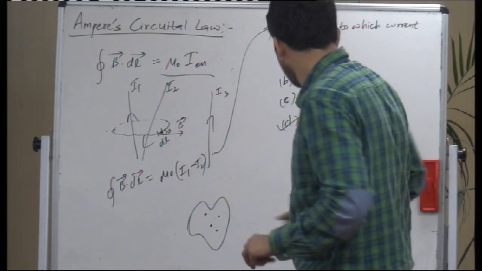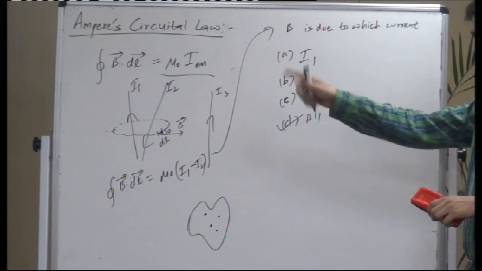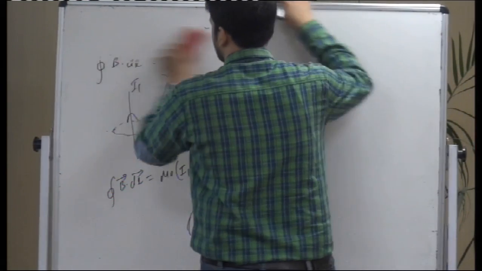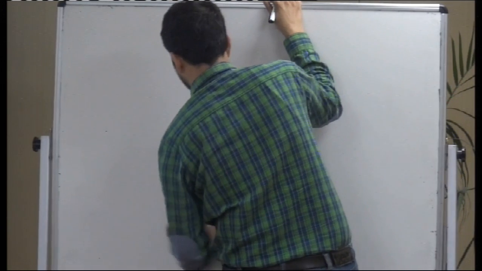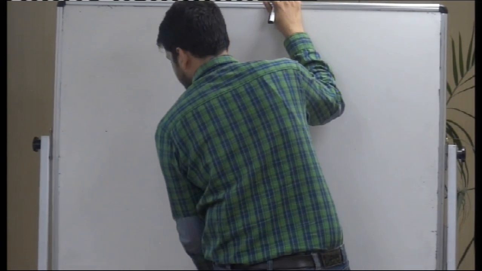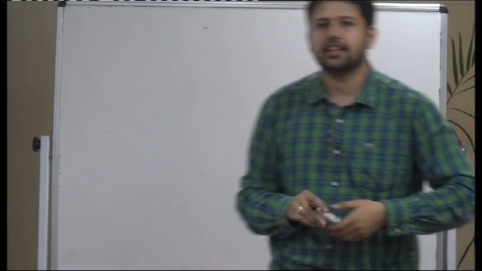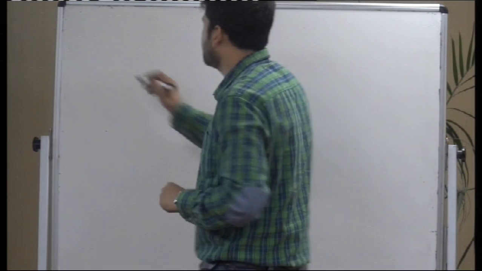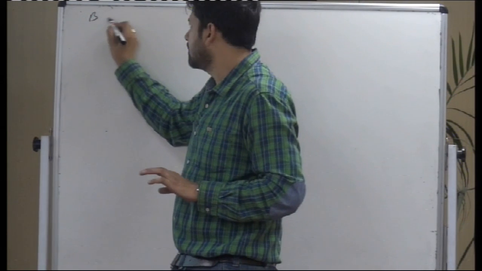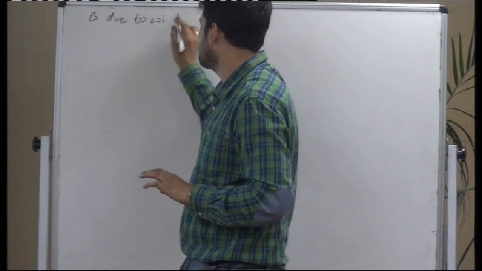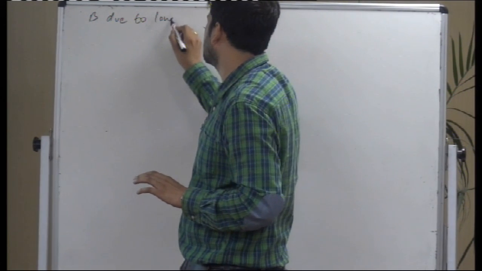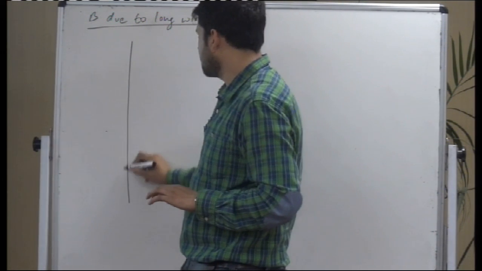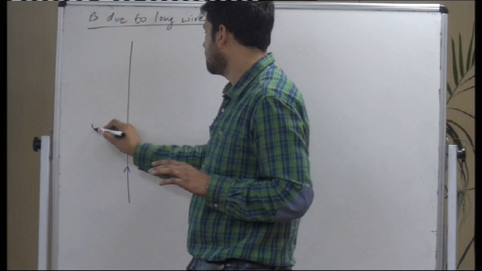Is it okay? So I'll erase this one. Now you already know how to take the loop. The loop is taken in such a manner that current is equidistant from the points of loop. So for a wire, B due to a long wire, we already know this. So I am just discussing how to take the loop.